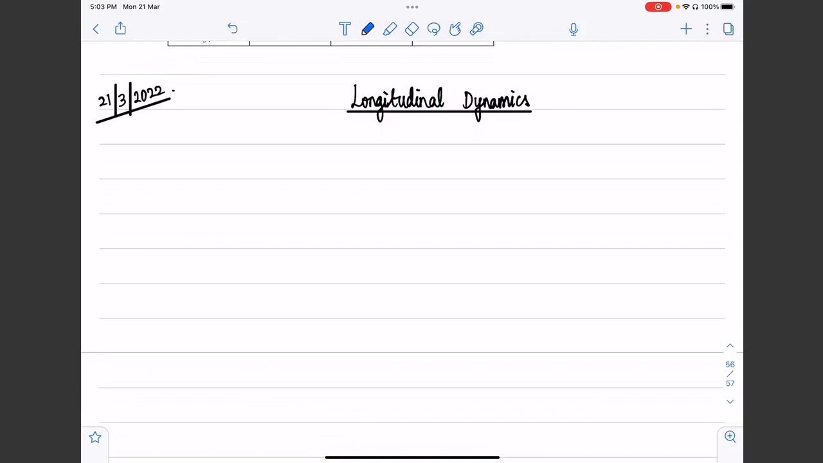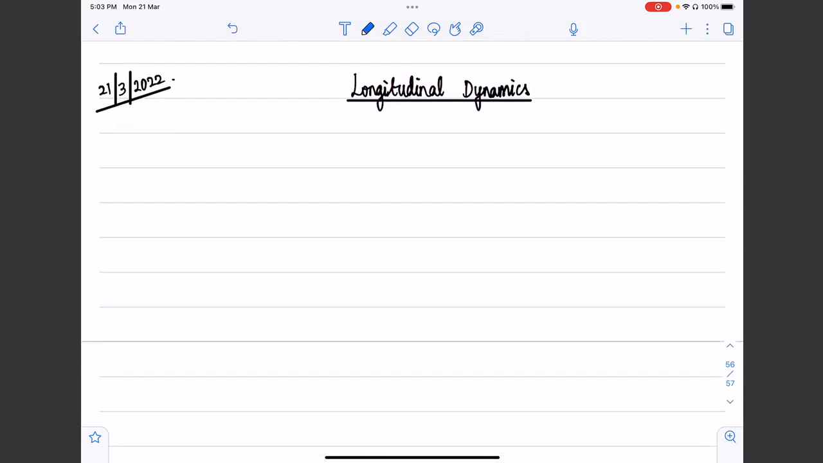So we looked at lateral dynamics of the linear bicycle model, and now we are on to longitudinal dynamics. As the name indicates, we are essentially interested in figuring out what happens along the longitudinal axis of the vehicle, the dynamic phenomena which happen along the longitudinal axis of the vehicle. And primarily, we have two phenomena that we are interested in. One is what is called drive or traction.